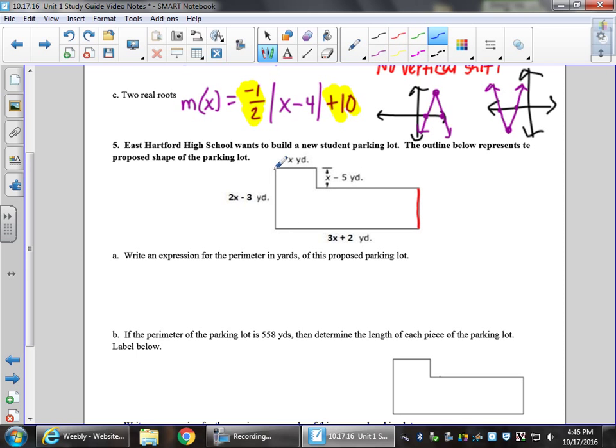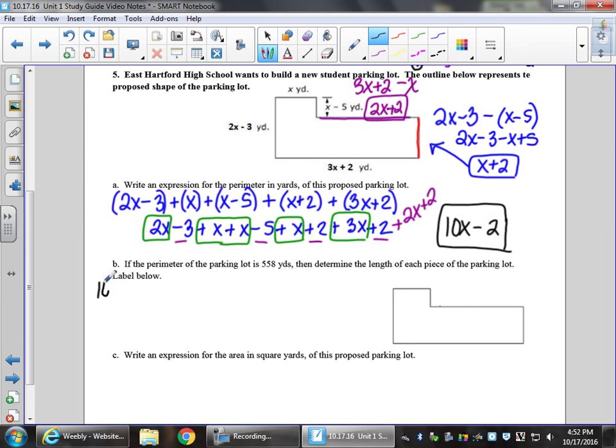I do know the whole side right here. I know that this whole side is 2x minus 3. And I know this piece is x minus 5. So if I subtract this piece from here, I should get what I need. Notice, really make sure you use parentheses, because now I get 2x minus 3 minus x plus 5. And now combining my terms, x plus 2. That's correct. Let's try that again.